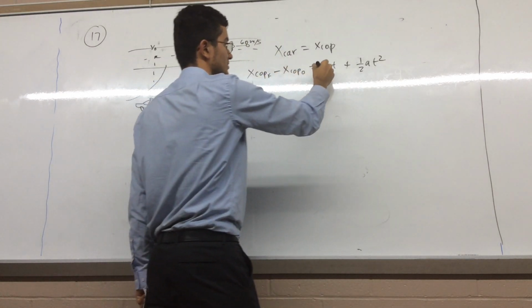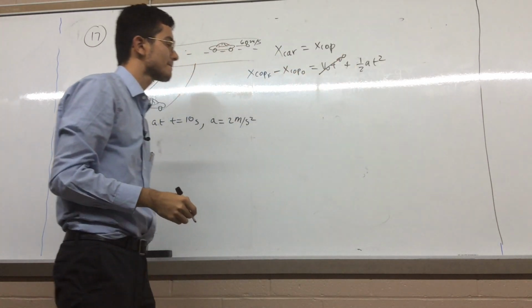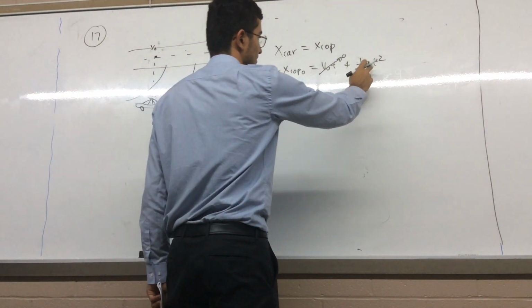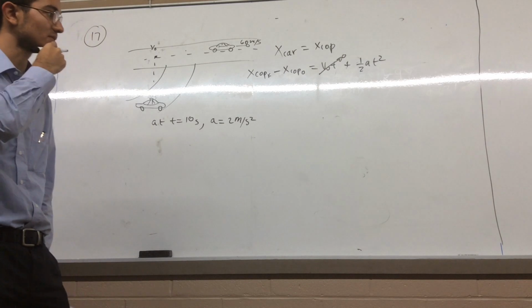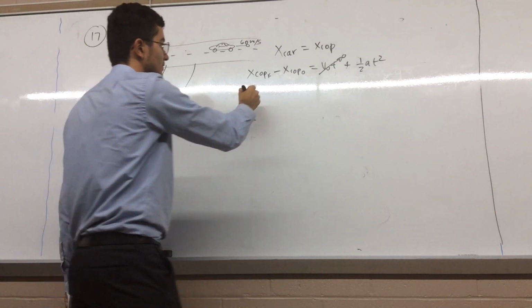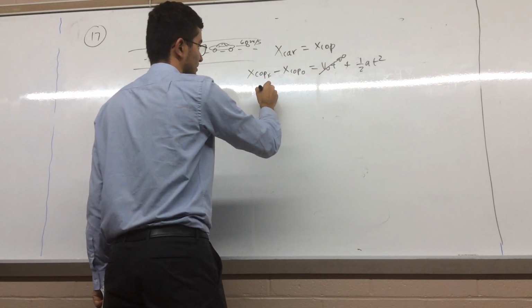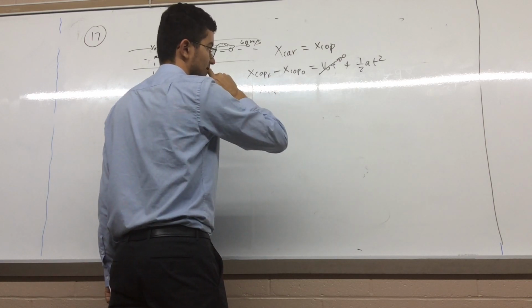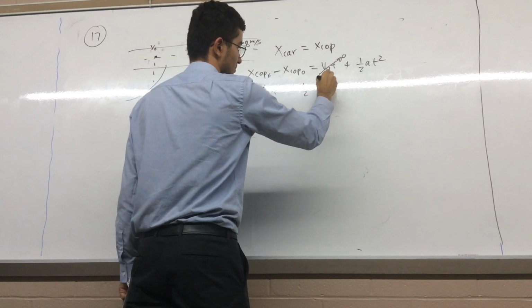We know that the initial velocity is 0, and we know the acceleration is 2 meters per second squared. So we're going to have something like this: x cop is equal to 1/2 a t squared.